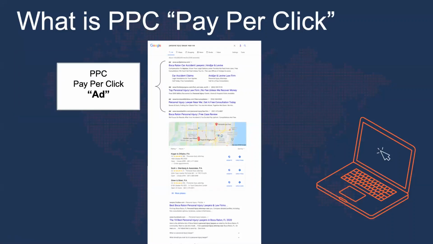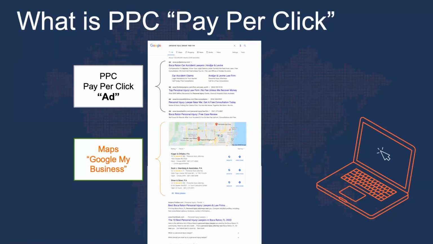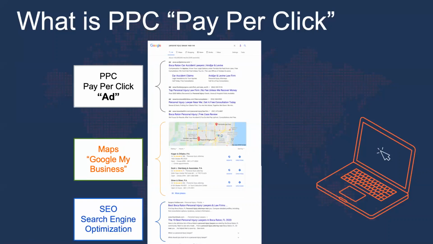So the ads, the pay-per-click ads, and this is the section we're talking about today, appear at the top of the screen here. And this is what's called pay-per-click, or PPC, that we refer to as the paid Google ads. Down below are the map ads, or the map results, the map listings, and the SEO, or search engine optimization.